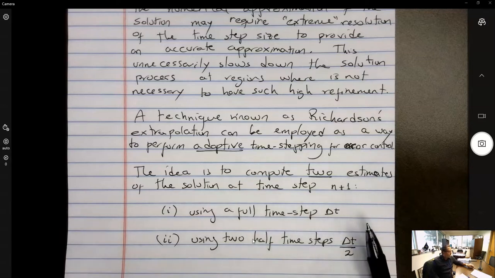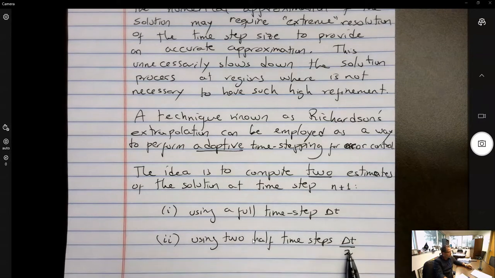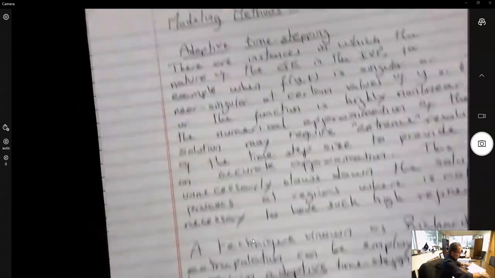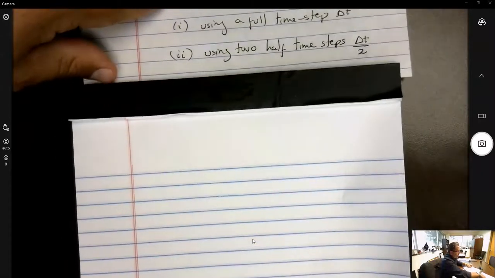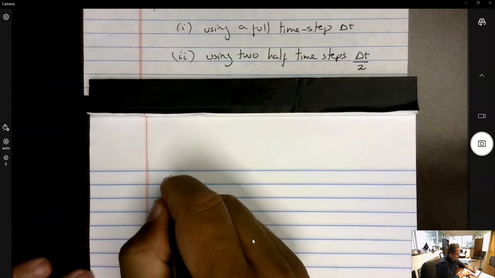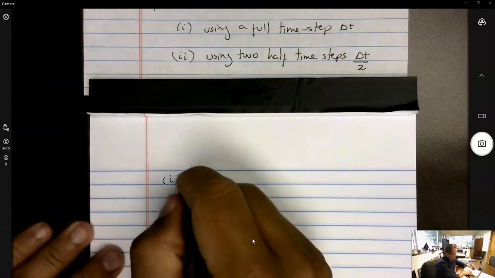Those two answers should be comparable because they represent an approximation of the solution at the same time level, n plus 1. However, one should be slightly better than the other. And of course, we expect the half-step one to be slightly better because we're breaking the delta t in half. Now, we can do this with any of the predictor-corrector techniques that we learned last time, but we're going to do it with Runge-Kutta. We're going to stick with that.